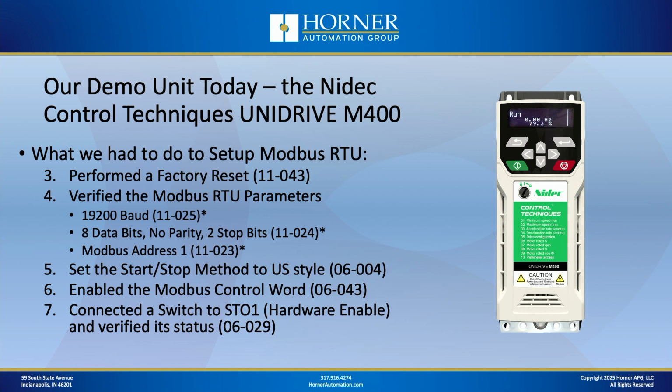I also enabled the Modbus control word in menu 6, parameter 43. This is that step I talked about before, where with some devices you have to enable Modbus, and I did that here. And then finally, I had to make sure that I was handling safe torque off properly by connecting a switch to STO1 and then going in and verifying the status of this hardware enable, again from menu 6. I want to thank my friend Jim Hausch, who sent me his handy checklist that he uses when he connects a PLC or a Horner OCS all-in-one controller to the M400. That was very helpful. Thanks, Jim.